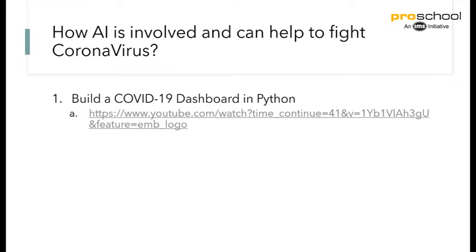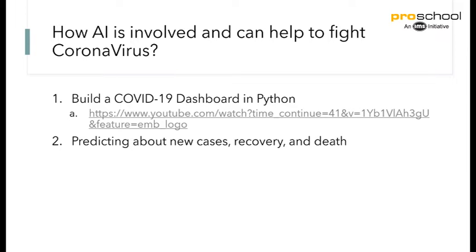So let's start. First of all, how AI is involved: we can build COVID-19 dashboards in Python. One example has been shown through a YouTube example, where they showed how the coronavirus is spreading across different states in America. I have also created a few dashboards and I will present them today. That would be interesting, and we can see how exploratory analysis has advanced in Python, so that even minute details are visible and any layman can understand how coronavirus has spread across the countries of the world.